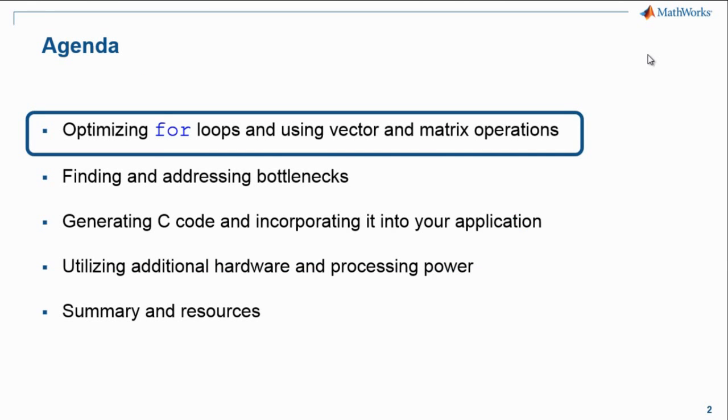We're going to begin by looking at ways we can optimize for loops within MATLAB and take advantage of some of the native features of the MATLAB language, like vectorization. Then we'll look at how we can spend our time efficiently by addressing the proper bottlenecks in the code. We'll look at how we can incorporate compiled languages like C and generate C code from our MATLAB code. Then we'll switch gears and look at just using more hardware, so parallel computing, GPUs, clusters. And then summarize at the end what we've gone over and a few additional resources.